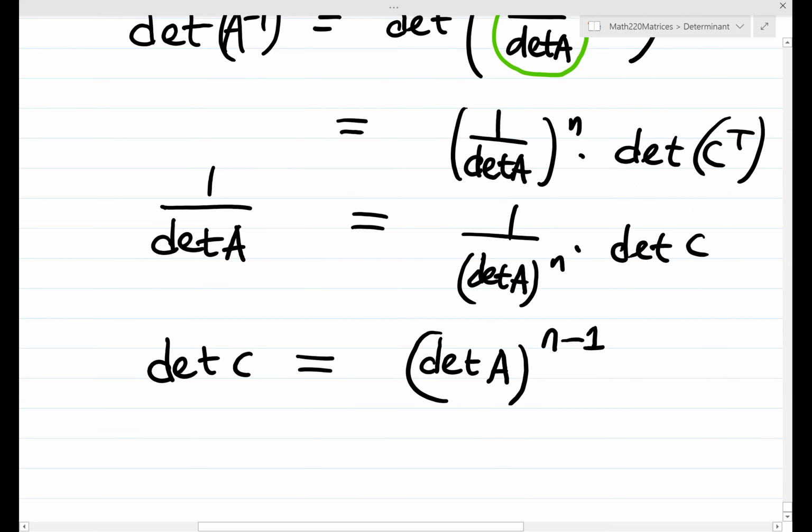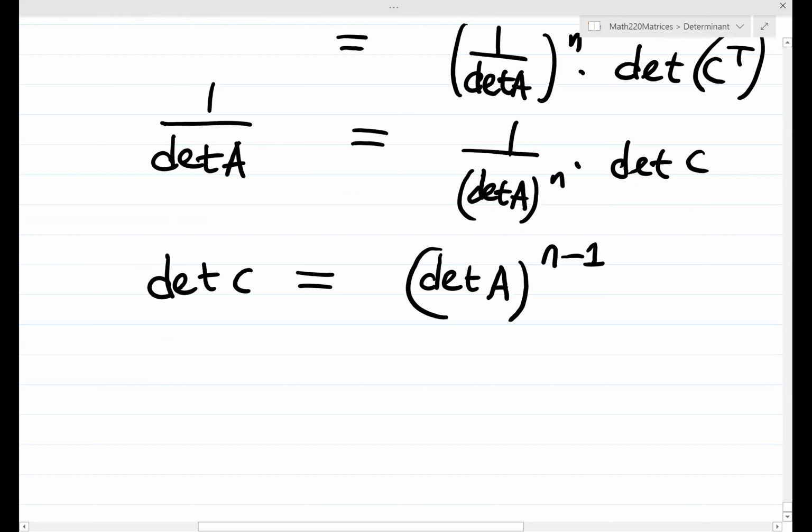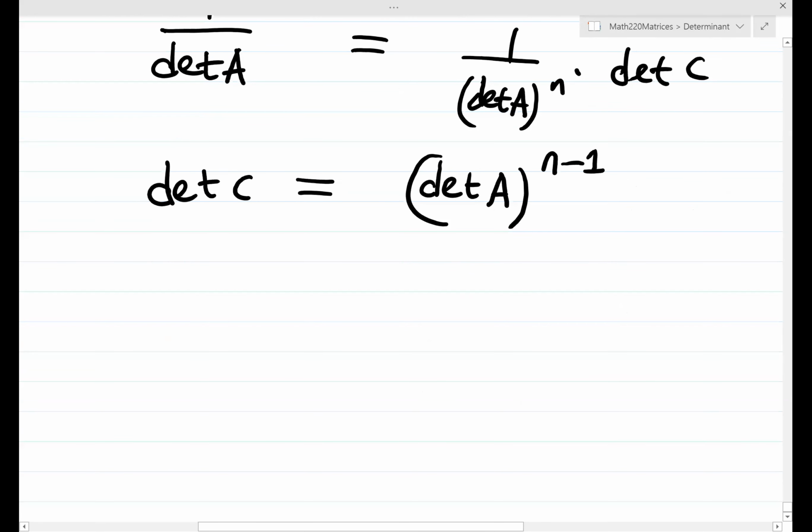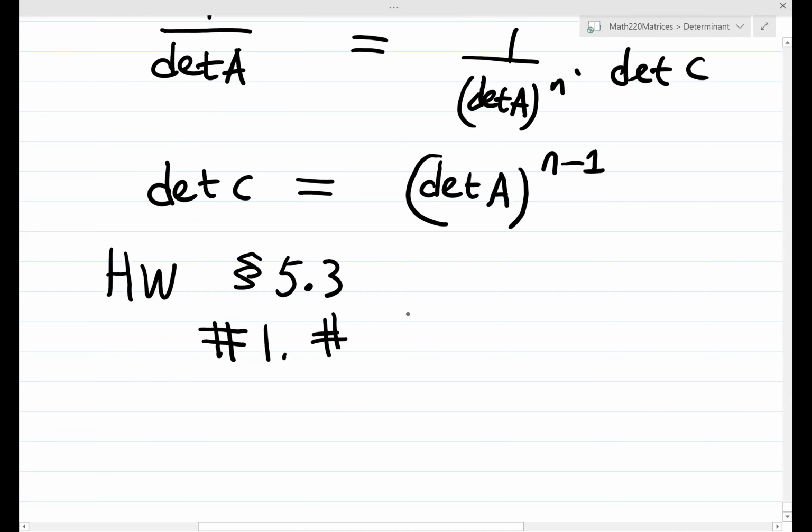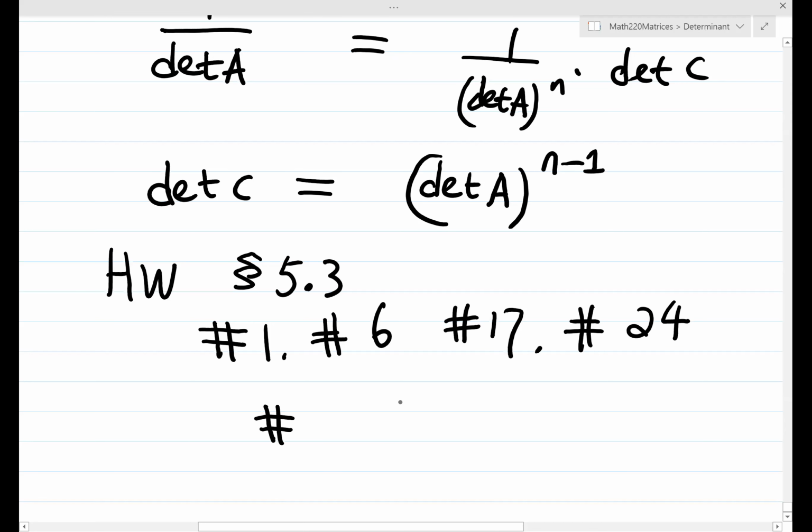Homework for this section: let's do number 1, number 6, number 17, number 24, number 38, part A on the textbook.